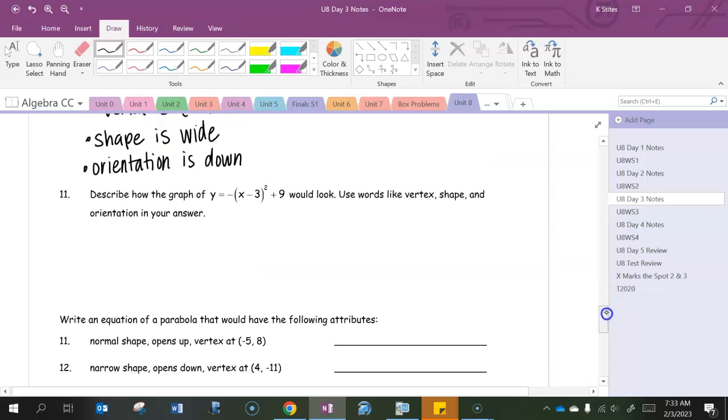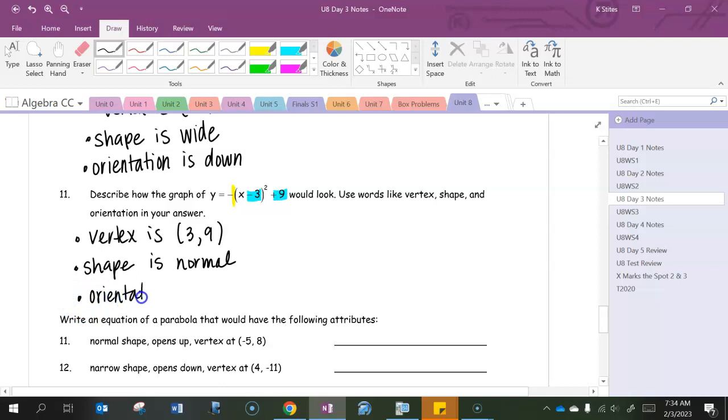All right, one more like this. Vertex is change the sign, keep the sign. It's going to be a +3 and a +9. Shape, all right, find your A value. It's right here. Our A value is a 1. That means the shape is normal. And finally, it's a negative, so that means our orientation is down.